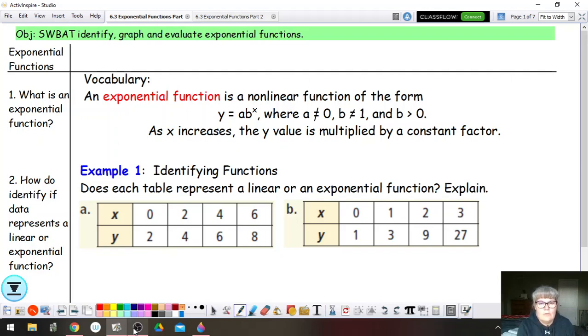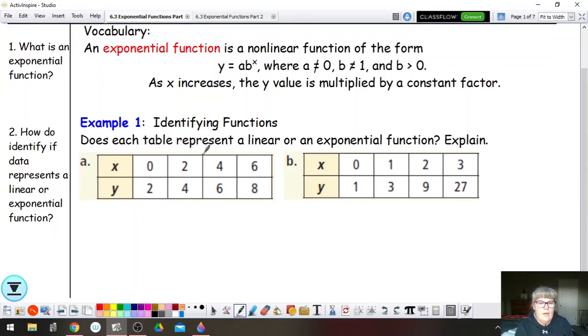As x increases, the y value is multiplied by a constant factor. Remember, when we had linear functions, we were adding a constant value. With exponential functions, we are multiplying. So we have two tables to look at, and we're going to determine if it represents a linear or an exponential function. If I look at table A, as x increases, we see that it's constantly increasing by 2.